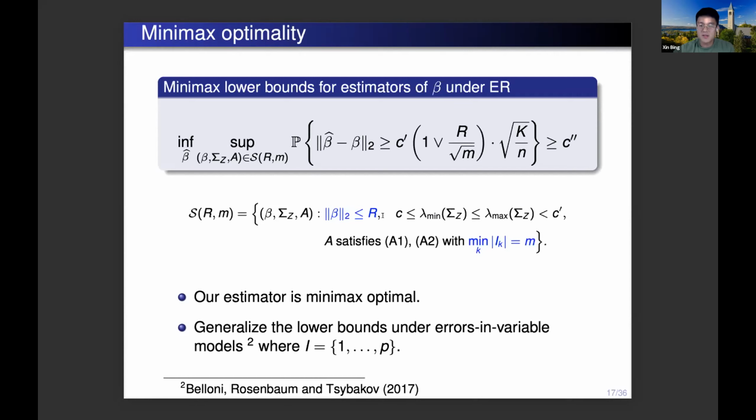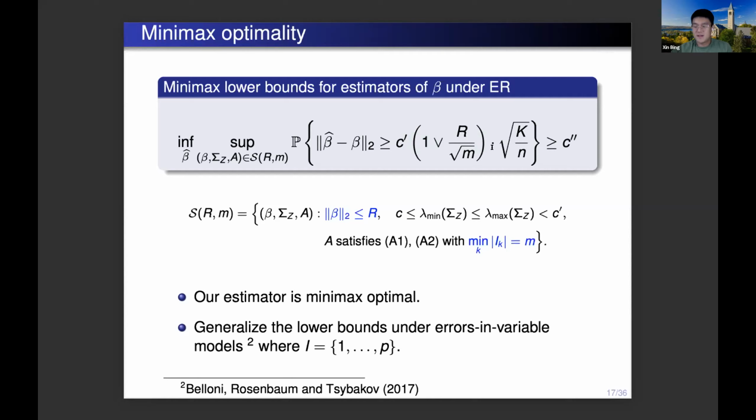So the parameter space we are considering is the following, where the covariance matrix of Z is well behaved, the 2 norm of beta is controlled by the radius R, and also the matrix A satisfies all the previously mentioned identifiability conditions, with M equal to the smallest number of pure variables among all the groups. And we can see that the minimax lower bound tells us the rate we derived is exactly the minimax rate. And this suggests 2 points. So first, our estimator is really minimax optimal. And then the second point is that this additional price is really the intrinsic difficulty of this problem.